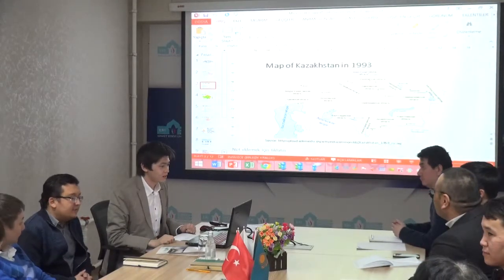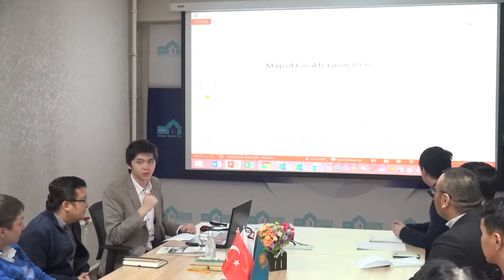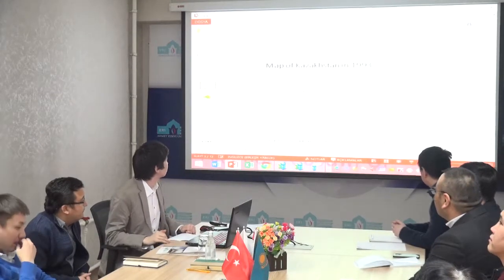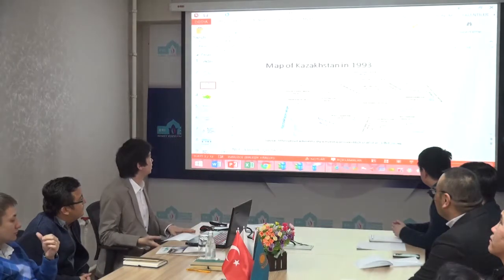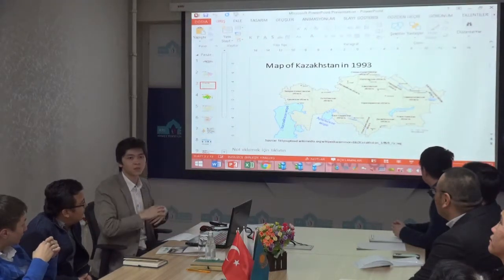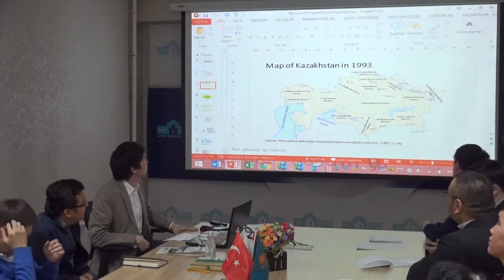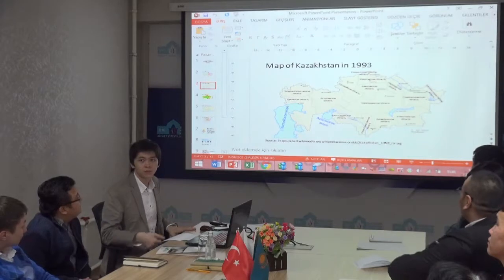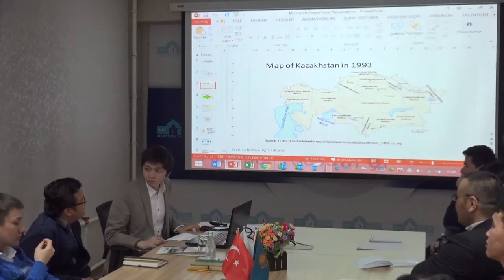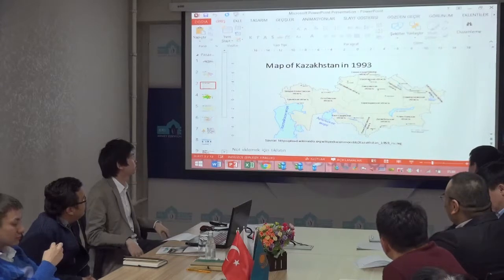This is not really the map of 1991, but it's very similar to the map that we had in 1991. Originally there were 17 regions. Here we can see some regions that do not exist currently. For example, the Kokshetau region is not here anymore. Part of it became North Kazakhstan, and part of it became the Akmola region. Also, there was the Semipalatinsk region, Semey region. Now it's part of East Kazakhstan region. There was also the Tolgai region in the territory of Kostanay region.